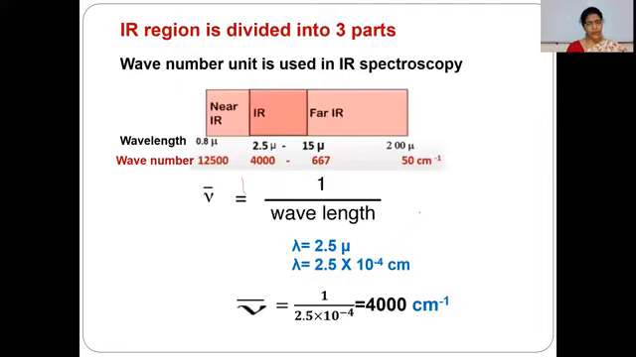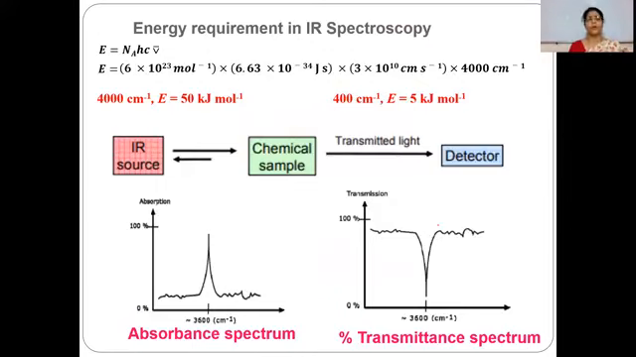Suppose the wavelength is 2.5 microns. First we have to convert it into centimeters: 2.5 into 10 to the power minus 4 centimeter. When we put this value in the equation, it is 4000 centimeter inverse. The energy range required for the main IR range is from 4000 centimeter inverse to 400 centimeter inverse.